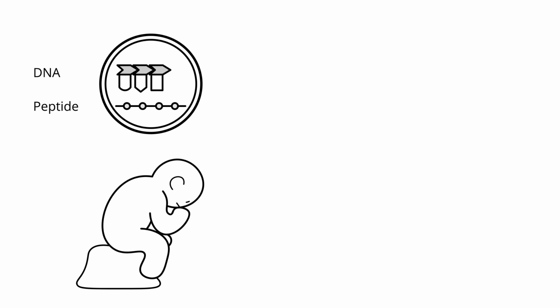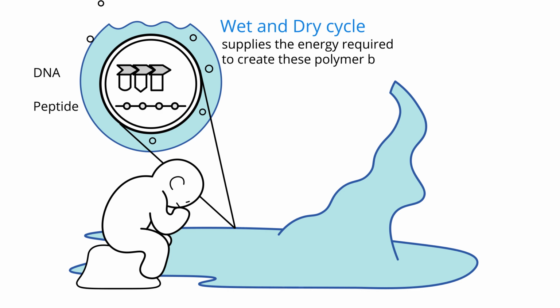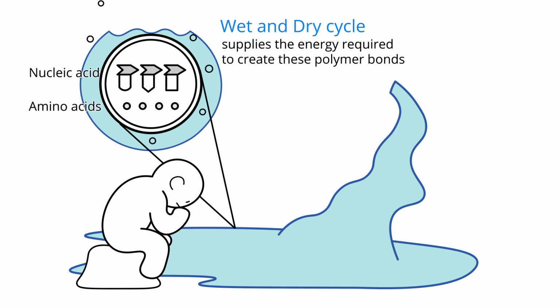A simple wet and dry cycle, such as what can happen at the edge of a pond, which constantly gets wet and then dries back out again, has been demonstrated to sufficiently supply the energy required to create these bonds. Iterate multiple wet and dry cycles, and we have ourselves the foundation required for the simple amino acids and nucleic acids to bond repeatedly in order to form complex chains of peptides and DNA.